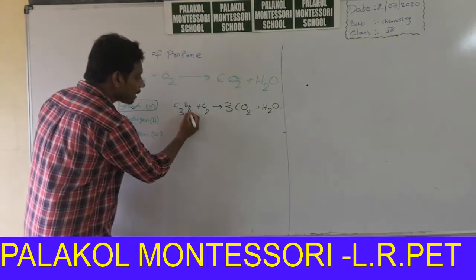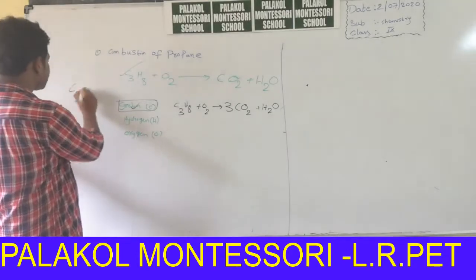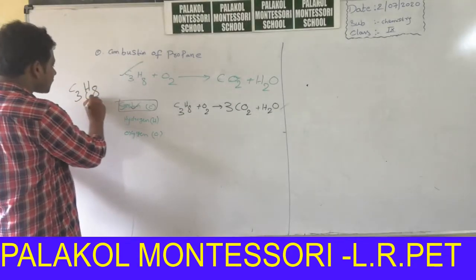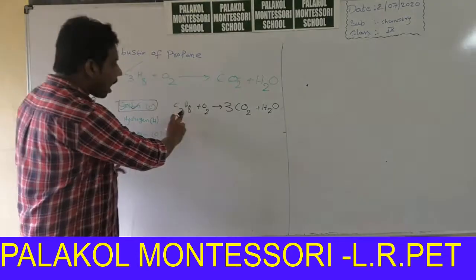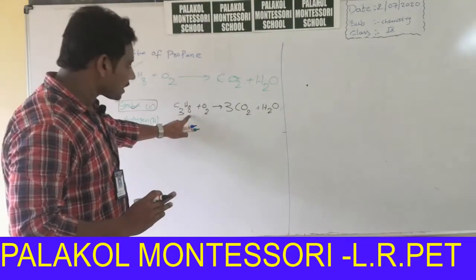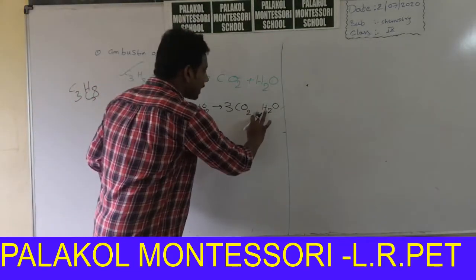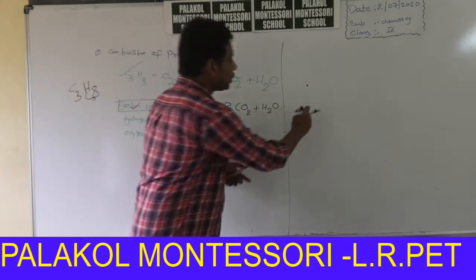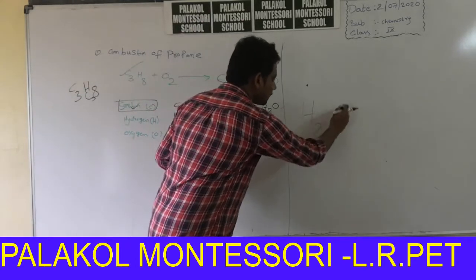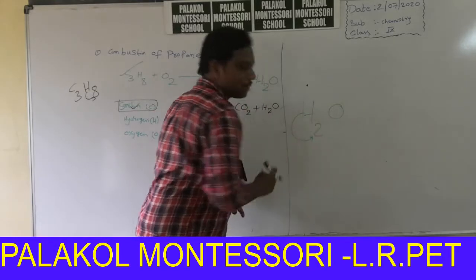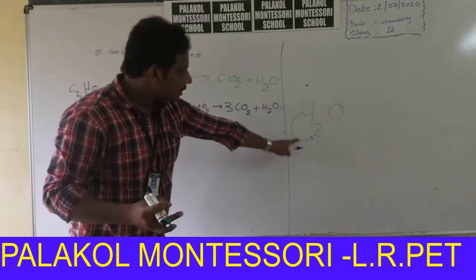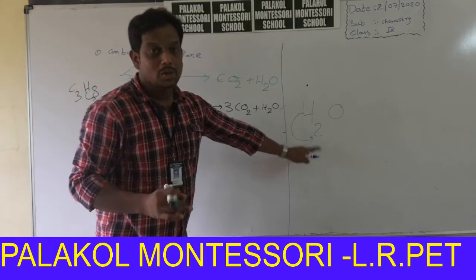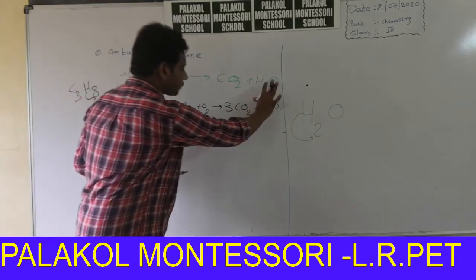Here how many hydrogen atoms are there? C3H8 means number of hydrogen atoms are 8. So on the left hand side number of hydrogen atoms are 8. But on the right hand side, how many hydrogen atoms are there? H2O means only 2.